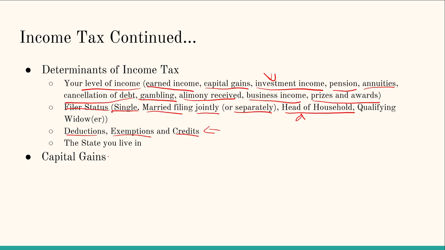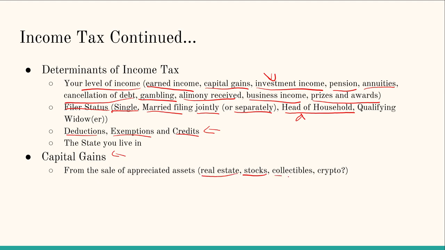Okay, so I just wanted to go into a little more detail about capital gains. They're from the sale of appreciated assets. So I mentioned stocks, also real estate, collectibles. Like if you have a car collection and you buy a collector car for 50,000 and you sell it for 80,000, that $30,000 of gain, 80K minus 50K equals 30. So this is a capital gain, and you're going to pay tax on this amount.